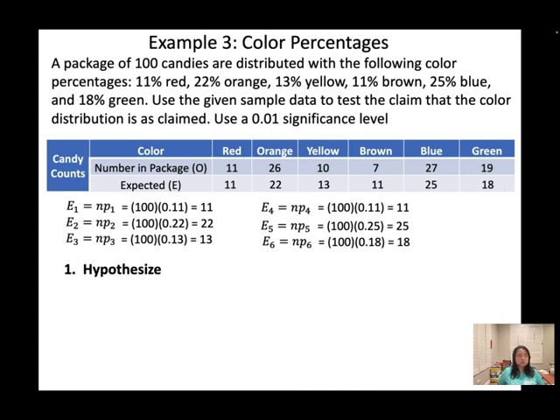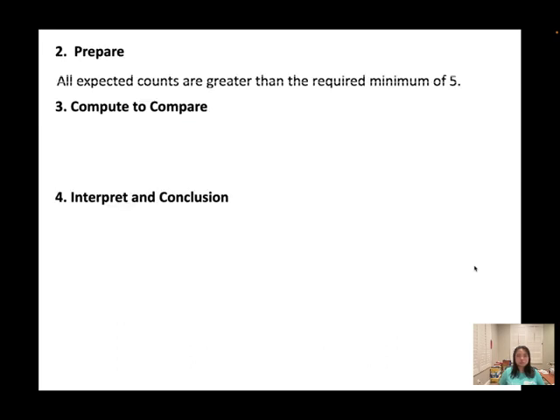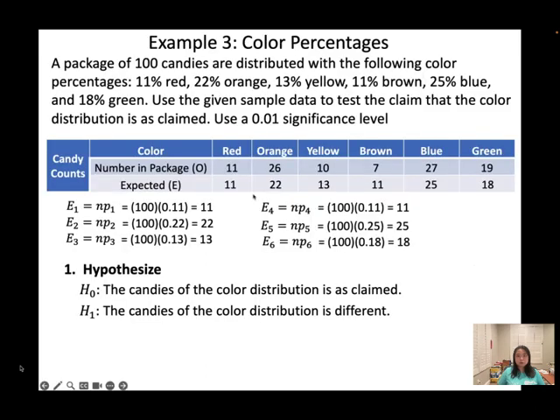Okay, hypotheses. The null hypothesis: the candies' color distribution is as claimed, equal to what they claim in here. Alternate hypothesis: the distribution will be different. Okay, prepare. Required: expected frequency is at least 5. Okay, double check at least 5 for each category. Good.